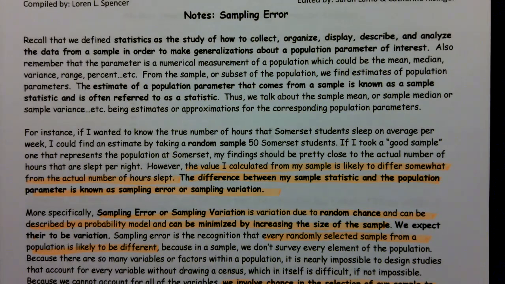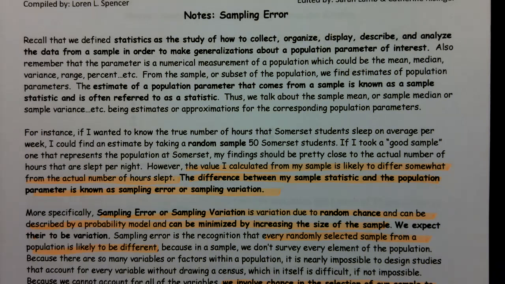Sampling error or sampling variation is the variation due to random chance, and we can describe it with probability, and it can be minimized by increasing the sample size. If I go from 50 to 100, I'm more accurate. If I go 100 to 200, I'm more accurate. If I take 1153, which is the size of the school, I'm perfectly accurate. I hit everybody. But since we're going to do a sample as opposed to a census, we're going to have a little bit of error in there.